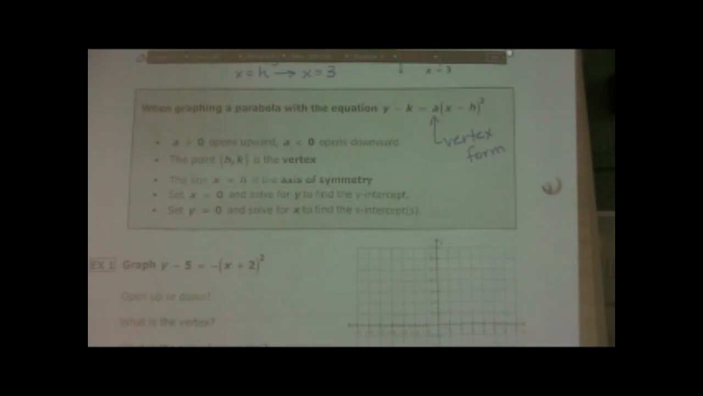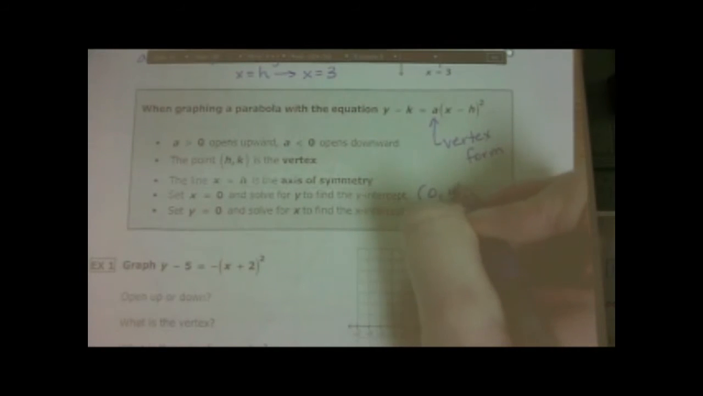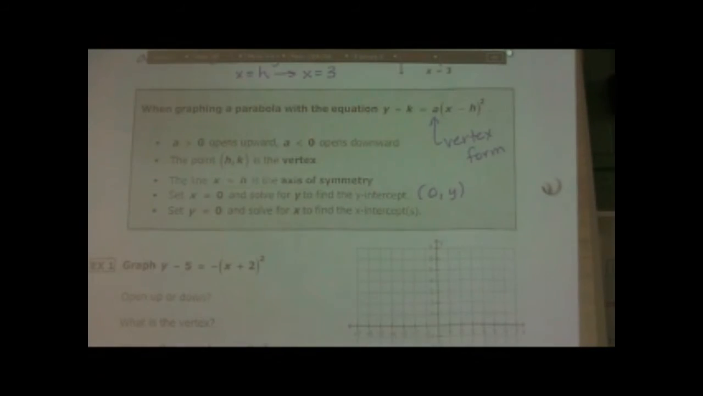Now, in order to find the y-intercept, remember, a y-intercept is the point (0, y). In order to find this point, we're going to plug 0 in for x in our equation. That's all we have to do to find this y-intercept. Set x equal to 0 in your equation and solve for y.